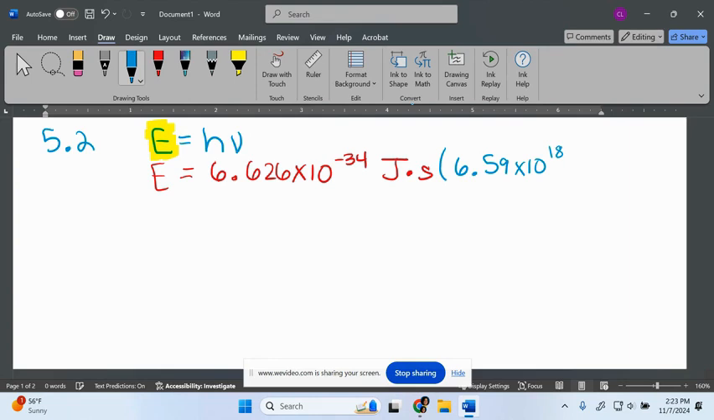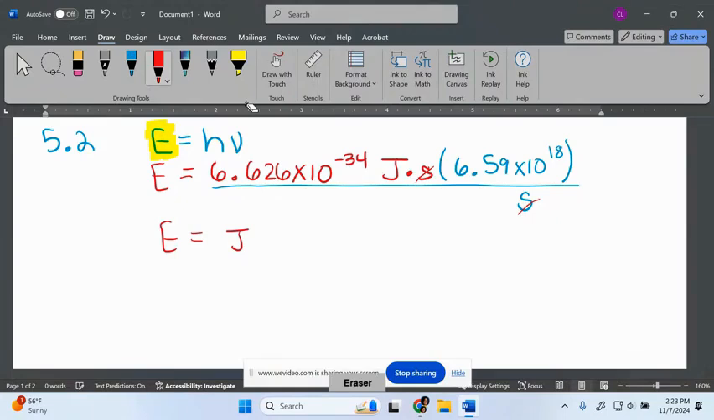It is hertz, which means wherever my number is, my unit is on the opposite side. So my seconds will cancel, and that's going to leave me with units of joules. I didn't give myself room to write there. So let's try this. We're going to write our answer down. That is 4.37 times 10 to the negative 15, and that's going to be joules.